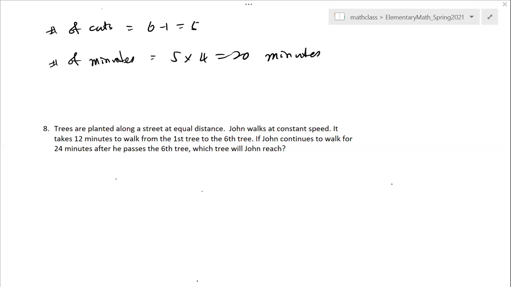So I suggest you draw the picture again. Okay. Draw the picture. How do you draw that? So now this is 1, 2, 3, 4, 5, 6, right? 6 trees. It's already here. It takes about 12 minutes. Okay. Then if you draw 12 minutes for 6 trees, okay.